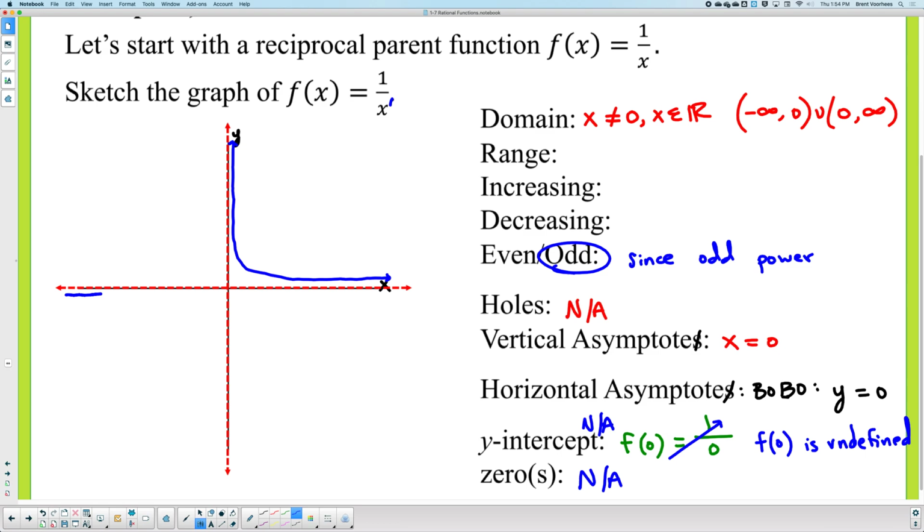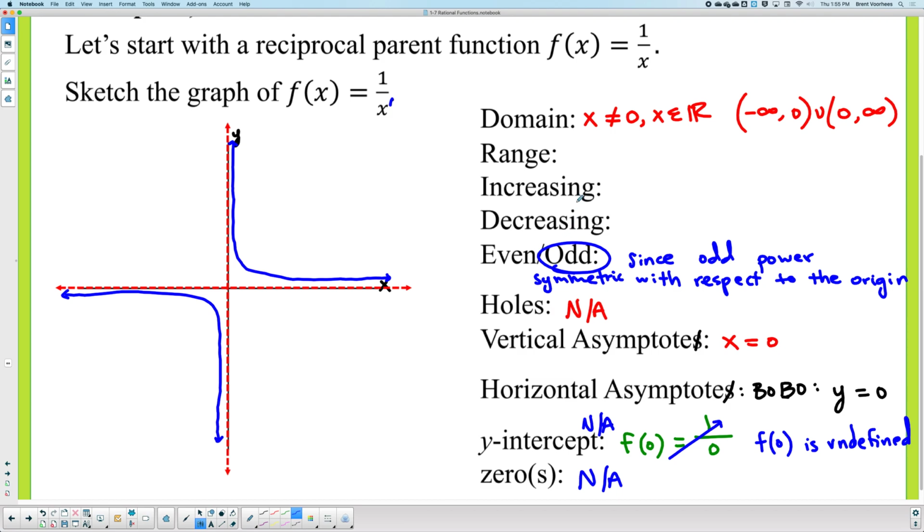Since it's odd, it'll reflect across the origin. You remember that. If you have an odd power, only odd powers, it'll reflect across the origin. Or you can say it's symmetric with the origin. Symmetric with respect to the origin. You could write it that way. Or you can just say it's an odd function, which is a lot easier to say.